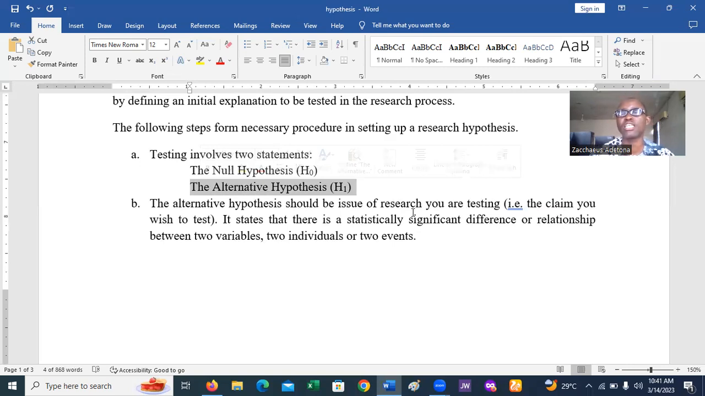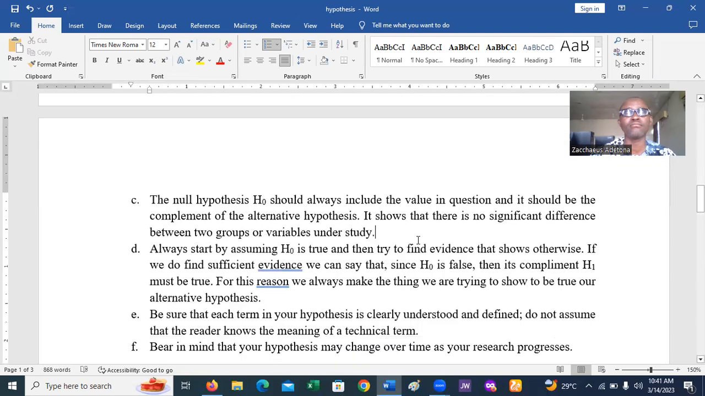That is what an alternative hypothesis indicates. All right. The null hypothesis is contrary to that. It does not see any significant relationship, statistically speaking, between two variables, or two groups of variables, or two individuals, or two events. All right. Point number C.